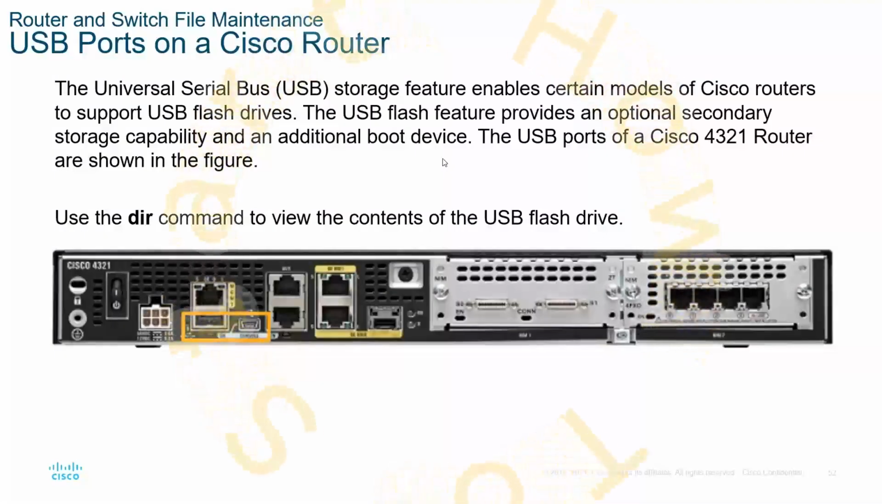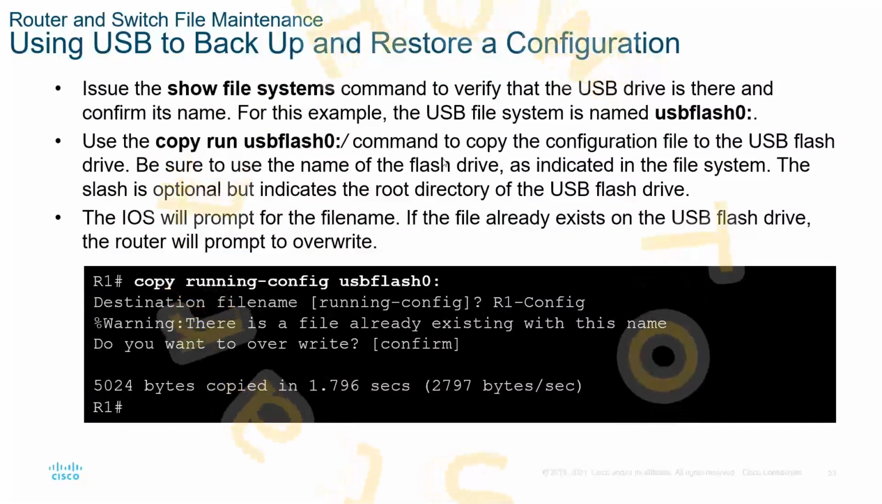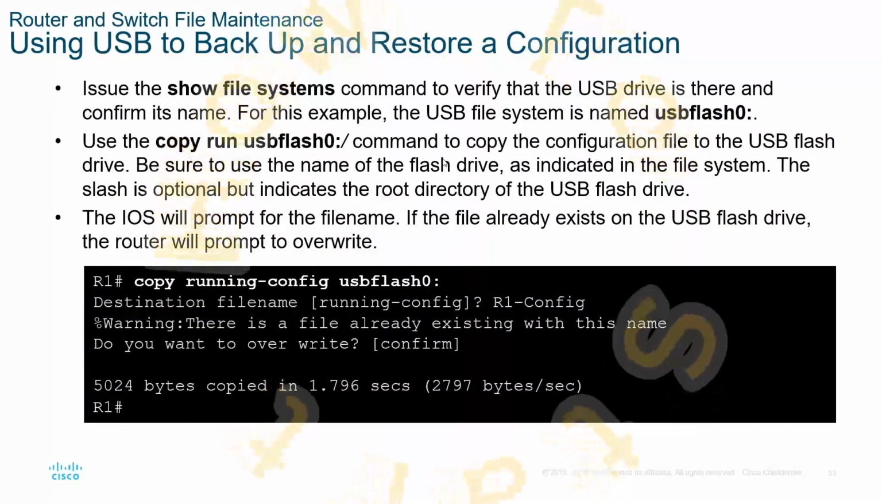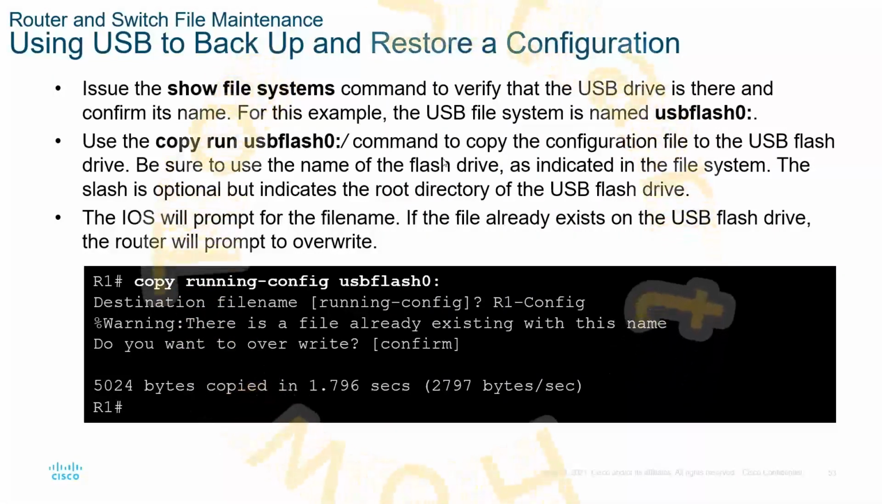We can also have USB ports on more current devices. For example, the 4321 has USB connectivity, so you can plug in a flash drive. How do you back it up to a flash drive? Copy running-config usbflash0, and you can dump the configuration to a flash drive that way.